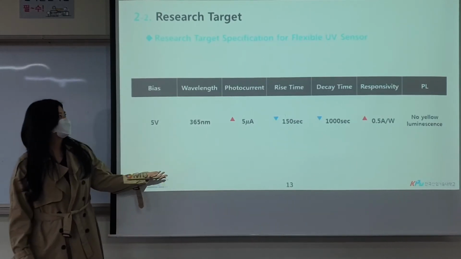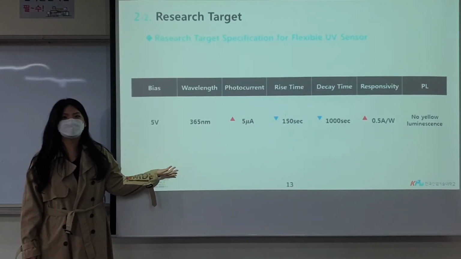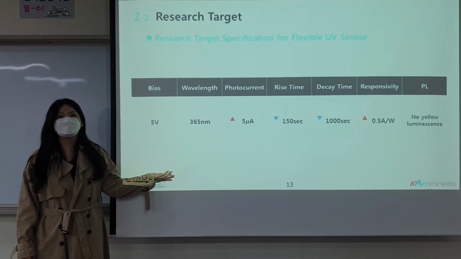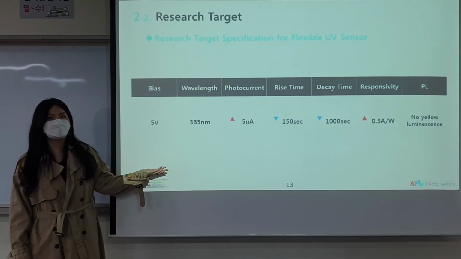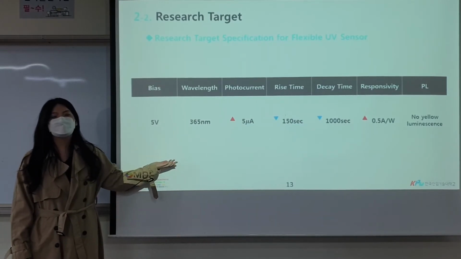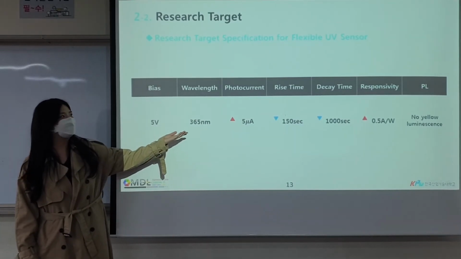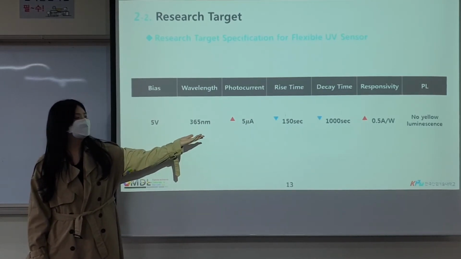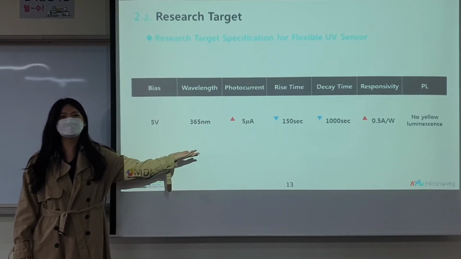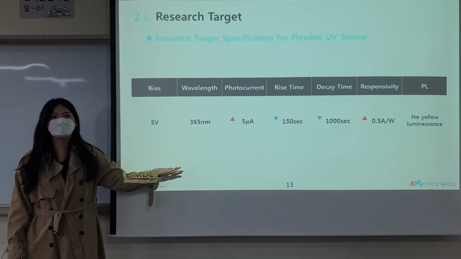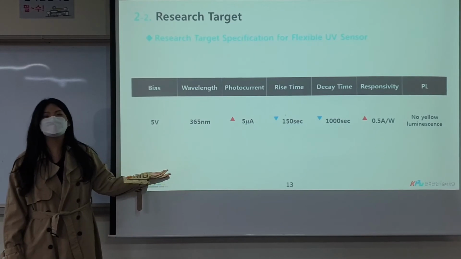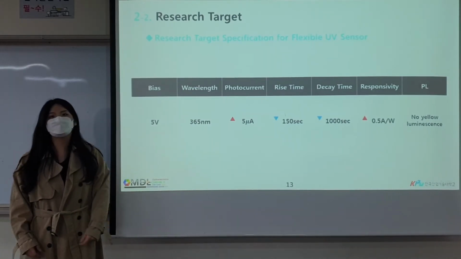So, we set our target specification of the device like this. Specifically, under a condition of 5V bias and 365 nanometer UV light, the photocurrent above 5 microampere, the rise time under 150 sec, the decay time under 1000 sec, the responsivity over 0.5 ampere per watt, and it does not generate yellow luminescence in PL measurement.